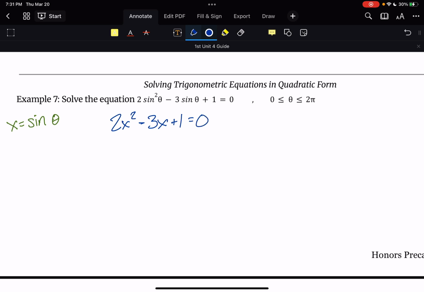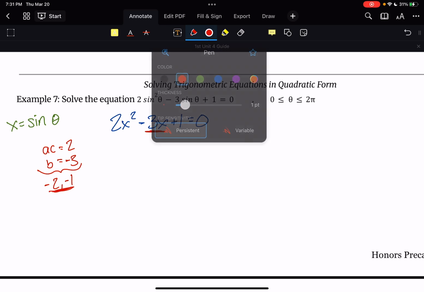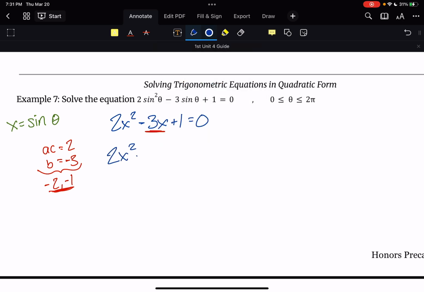And now we're going to factor this quadratic. So using AC. So AC is 2 times 1 is 2. B is -3. So I'm seeing what adds to -3 and multiplies to 2. That would be -2 and -1. So remember, with these two numbers, we're going to split that middle term. So you get 2x squared minus 2x minus x plus 1 is equal to 0. We're going to group the first two terms together and the second two terms. We're going to factor the GCF out. So I can pull out a 2x, which leaves me with x minus 1.